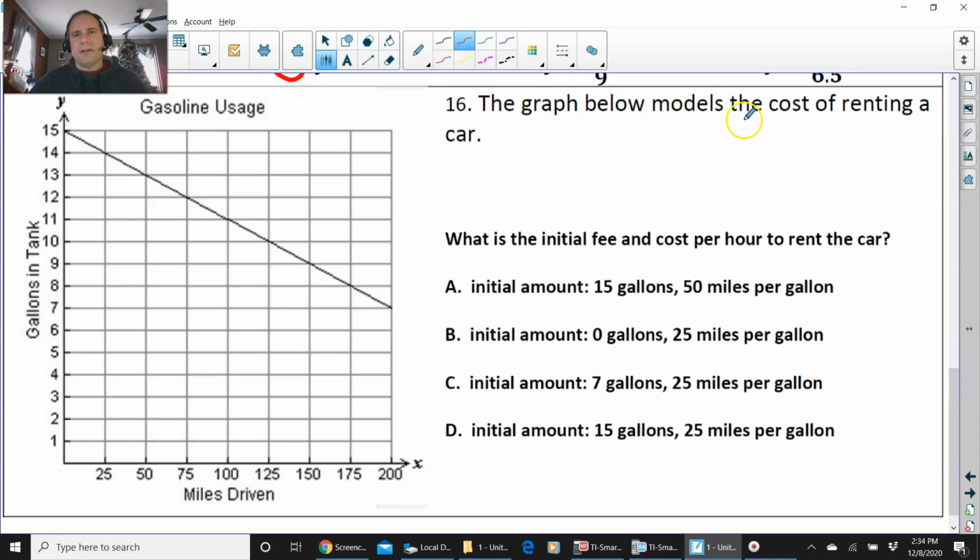16, the graph below models the cost of renting a car. What's the initial fee and the cost per hour? It's just asking you for the slope and the y-intercept. So initial fee is your y-intercept. The cost per hour is the slope. Let's figure it out. Y-intercept.